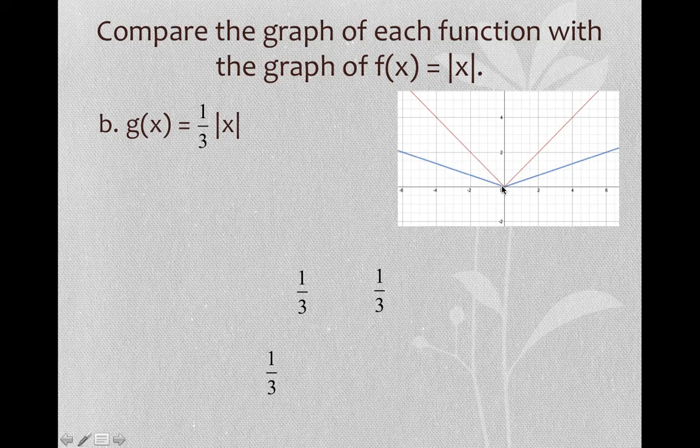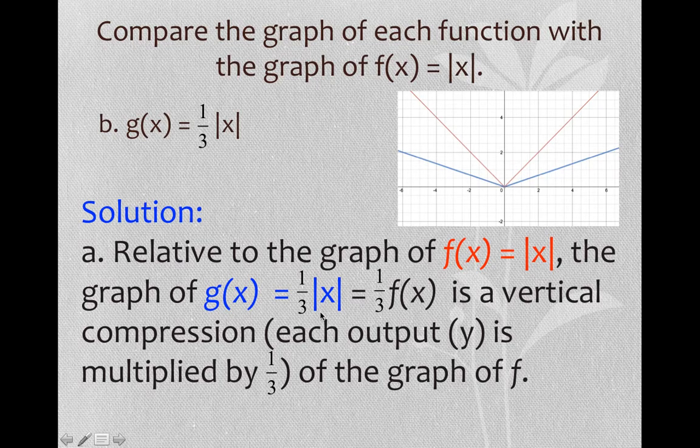And what happened when I multiplied by a number that was between 0 and 1? The graph got wider. So it's like we pushed down on these sides. This is a compression. In this case, every single one of the y values is going to be multiplied by 1/3, relative to the graph of f of x equals the absolute value of x. And this is a vertical compression. Each output, or y, is multiplied by 1/3.